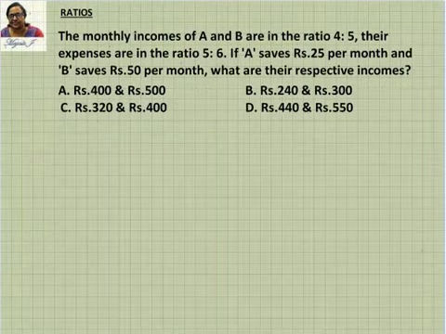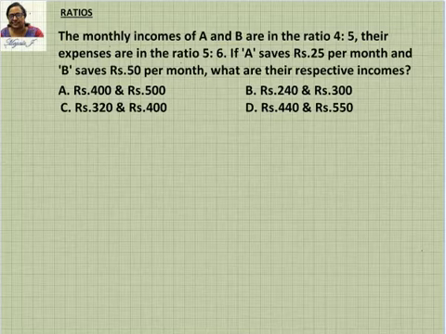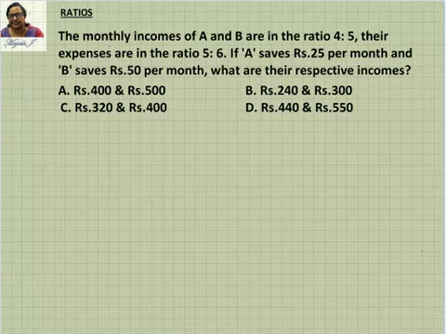The monthly income of A and B are in the ratio 4:5. Their expenses are in the ratio 5:6. If A saves rupees 25 per month and B saves rupees 50 per month, what are their respective incomes?